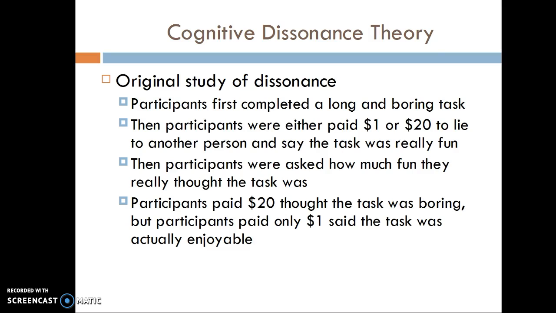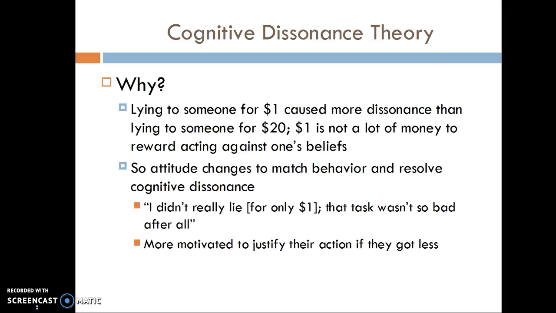So after they went ahead and did this, those same participants were asked how much fun they really thought the task was. The participants that had been paid $20 still thought the task was boring, at least as boring as they thought it was originally, and maybe even a little more boring for some. But the participants who were paid only $1 actually changed their attitude and said the task was actually enjoyable. Why? Lying to someone for $1, according to the interpretation of the researchers, caused more dissonance than lying to someone for $20.